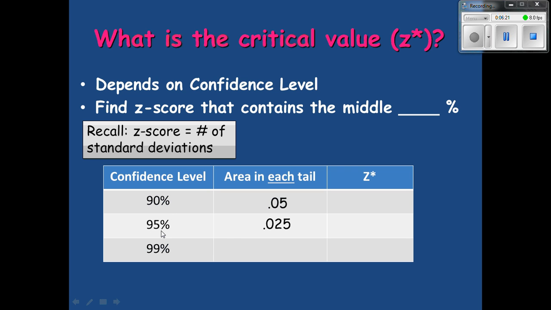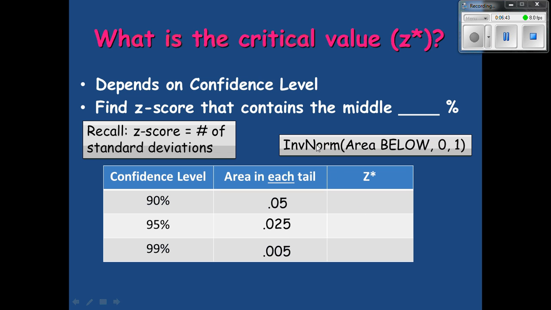If we wanted a 95% confidence level, we only have 5% not included, right? So 2.5% would be in each of the 2 tails. If we want 99% included in the middle, that means we only have 1% left over, some in the right tail, some in the left tail, so we have 0.5%. So let's get the z-scores of these values. If we think about the inverse normal, that's how we get a z-score of something. It's always the area below the value and then 0, 1 for a standardized z-score.